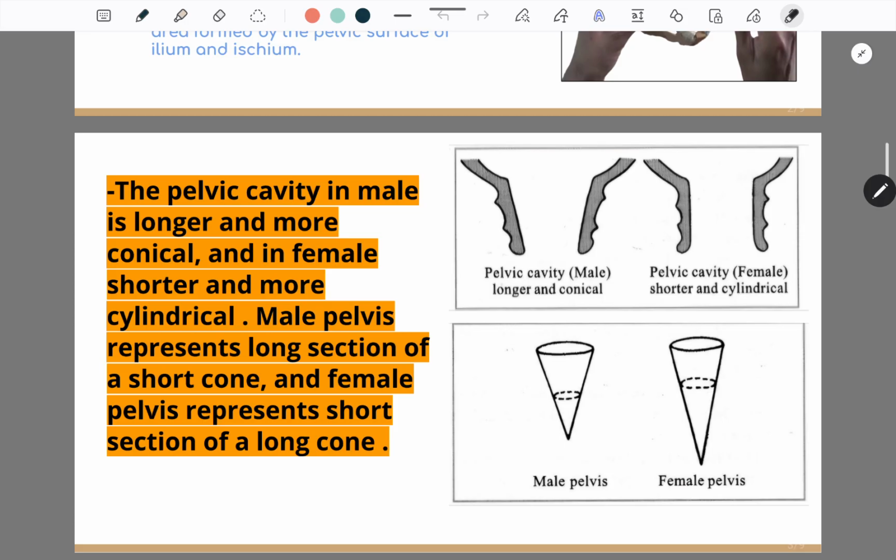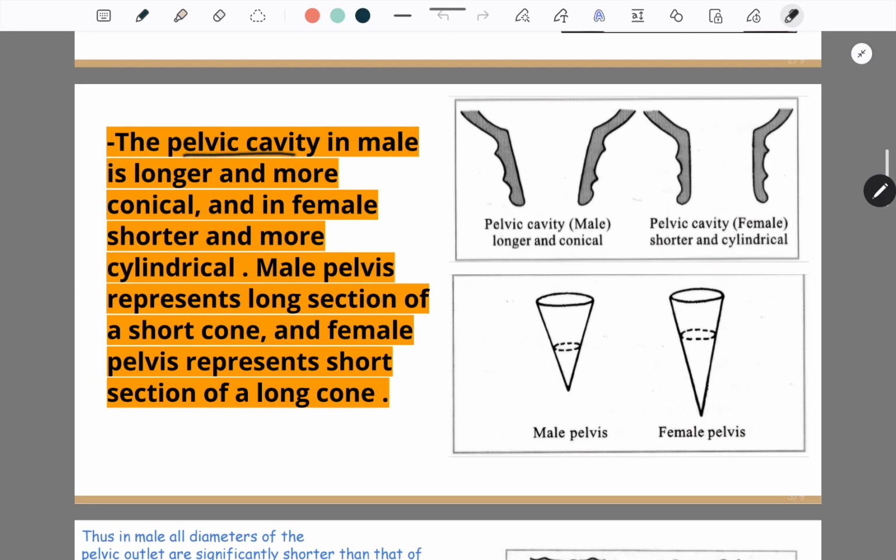This is the boundary. Coming to the next, the pelvic cavity in male is longer and more conical, and in female it is shorter and more cylindrical. Let's understand this. See, in the male pelvis the pelvic cavity is longer. This is the inlet and this is the outlet. What is this? The pelvic cavity. The pelvic cavity is longer in male and shorter in female.